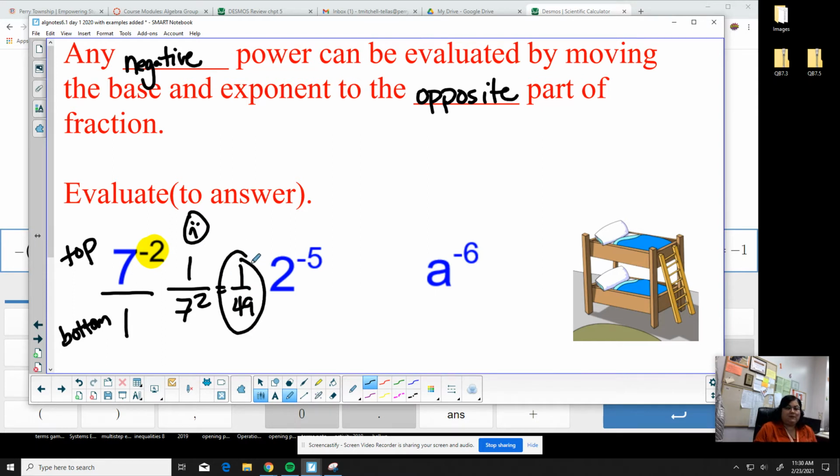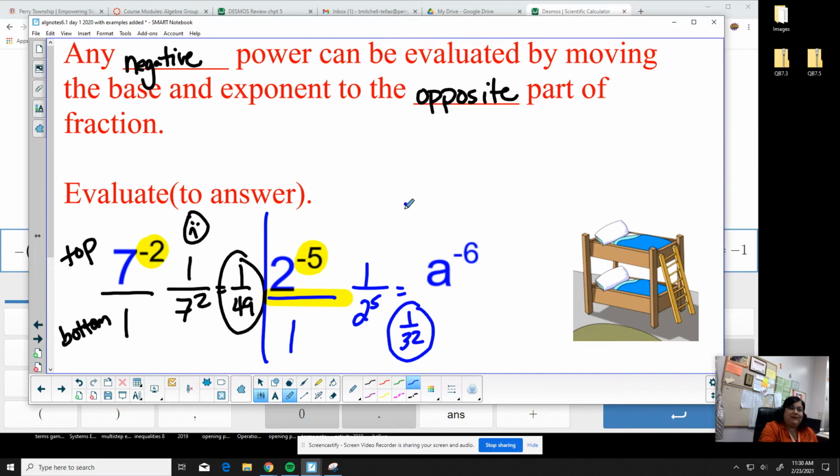Okay, same thing with the 2. Again, it's unhappy. I can tell it's unhappy because it's in the top bunk. And I can tell because it's negative. It's got a negative exponent. So I move it to the opposite part of the fraction, which is down here, the bottom bunk. 1 over 2 to the 5th, which is 1 over 32.